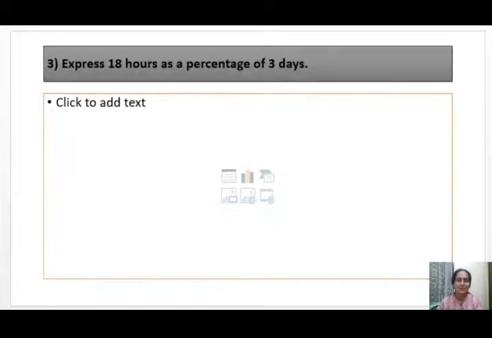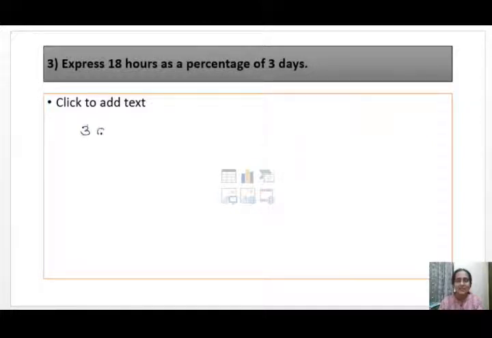We'll move to the next sum. Express 18 hours as a percentage of 3 days. You have to express 18 hours as a percentage of 3 days. Here you cannot write 18 by 3, be careful, because both the units should be same. So you have to convert 3 days to hours first.